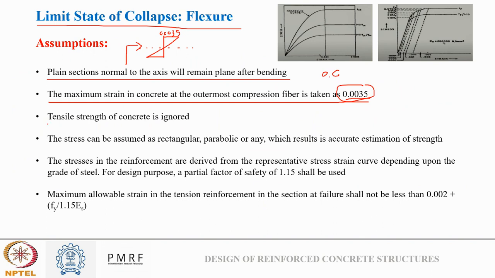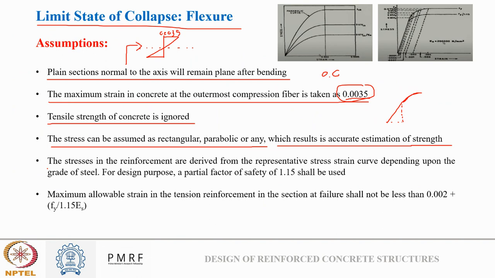Okay. The third assumption, that is tensile strength of concrete, is ignored. So we considered that the concrete can't take any tensile load, and all the tensile load will be taken by steel. The stress can be assumed as rectangular, parabolic, or any shape which results in accurate estimation of strength. So we saw in working stress method, our limit was still the elastic limit. So we had a straight line stress strain curve. But in limit state of collapse, we are going till ultimate load. So we have a parabolic path after a straight line. So here we need to make the assumption of stress block such that we get an accurate strength estimation.